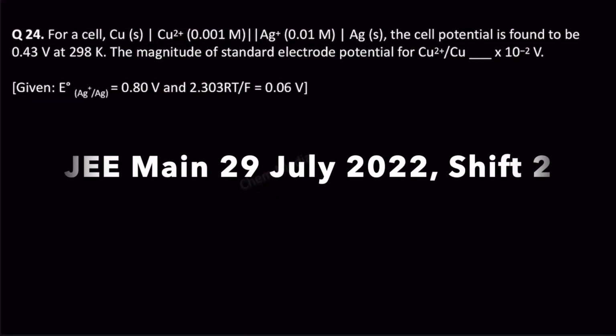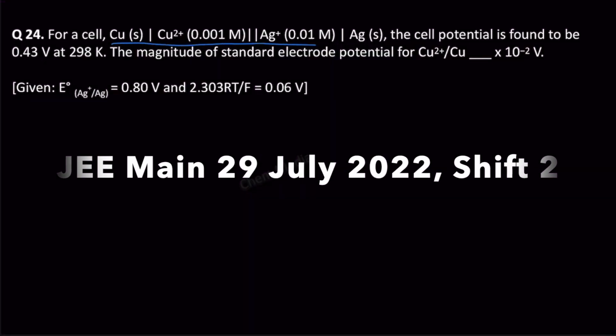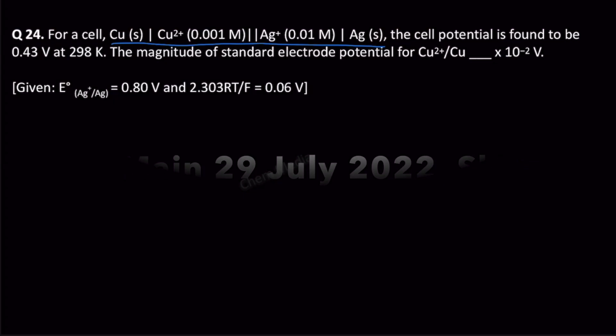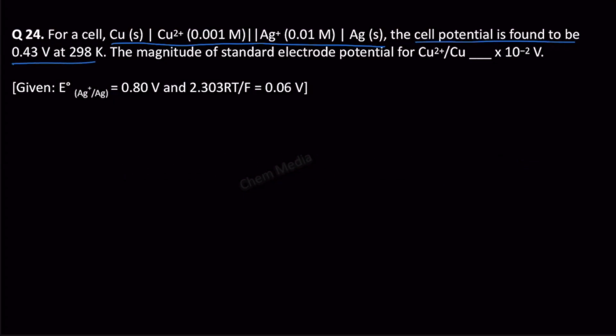For a cell involving copper and silver electrodes, the cell potential is found to be 0.43 volt at 298 K. What is the magnitude of standard electrode potential for copper 2+ becoming copper? We have to find out the answer in terms of 10 to the power minus 2 volt.